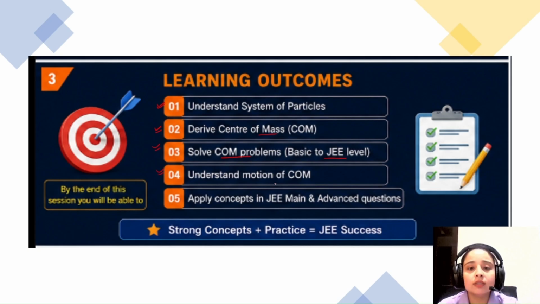And today, you will understand the motion of center of mass. And lastly, you will understand the concepts that are used in JEE Main and Advanced questions. So basically, strong concepts and practice will lead to JEE success, right? Let's go for it.